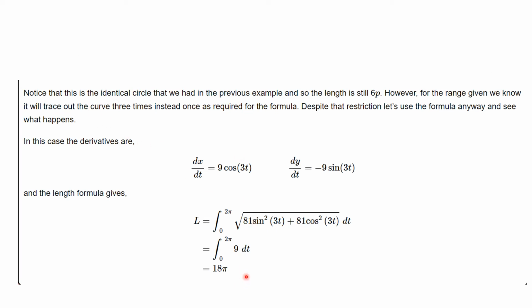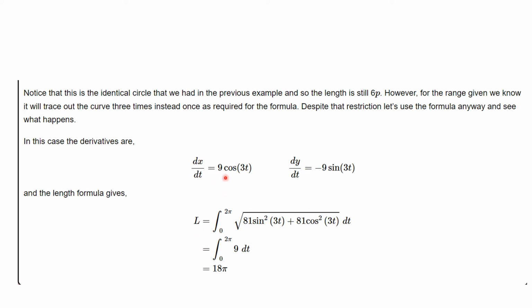Well, this is the identical circle, but you go around 3 times when you think about it. So the length around the circle is still 6 pi. That should have been pi up there. But you go around 3 times, so that means you trace the circle 3 times.